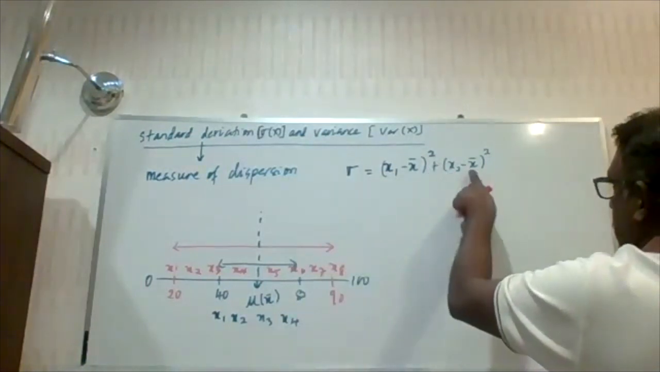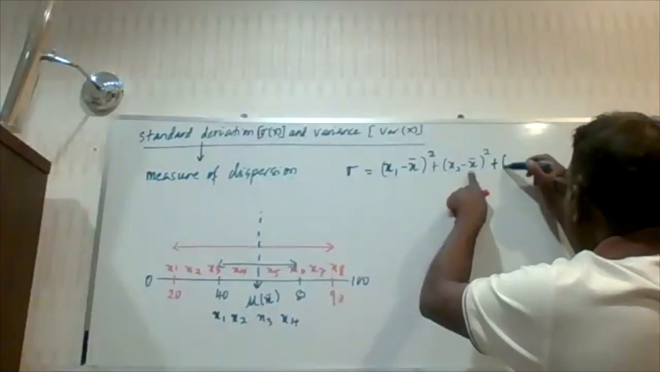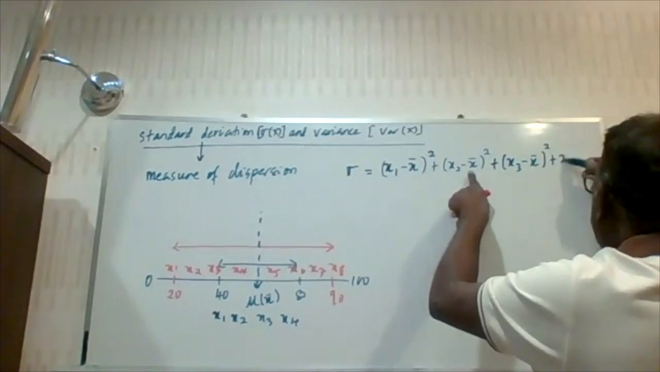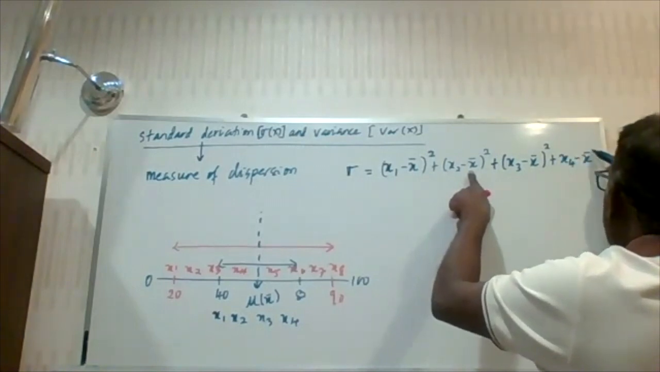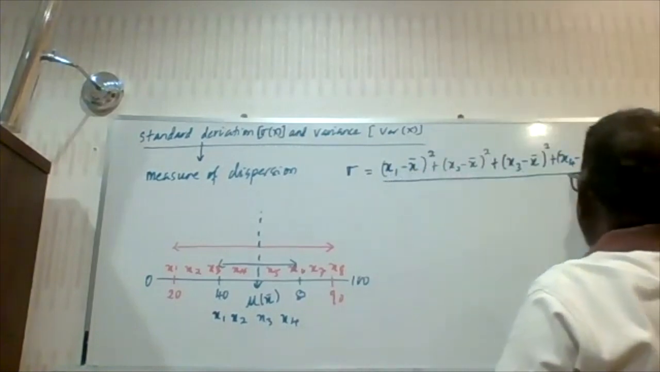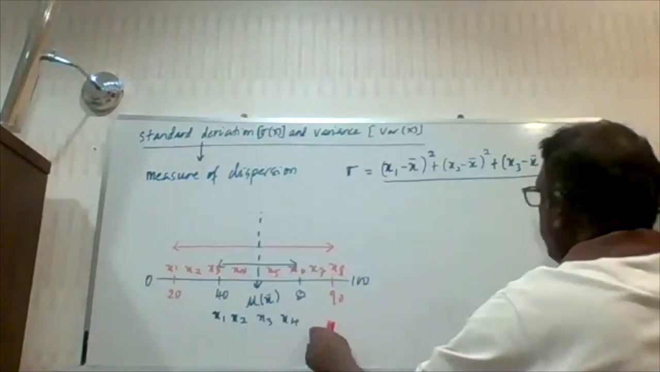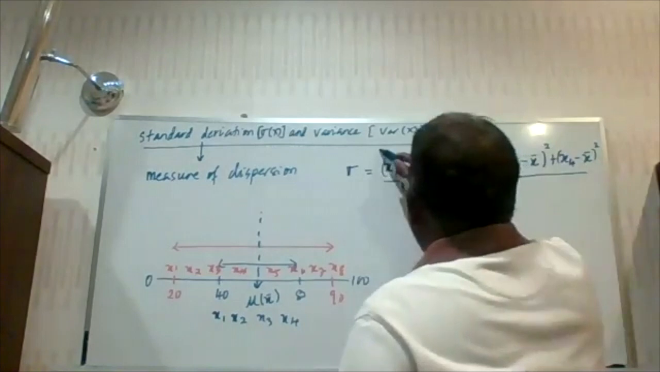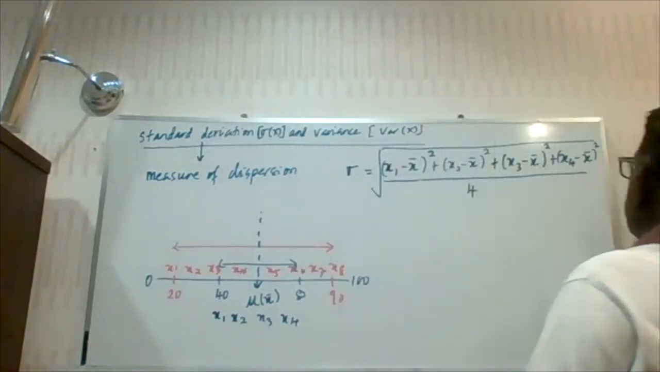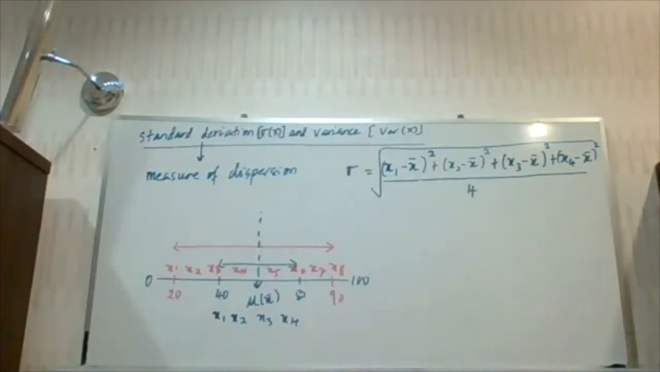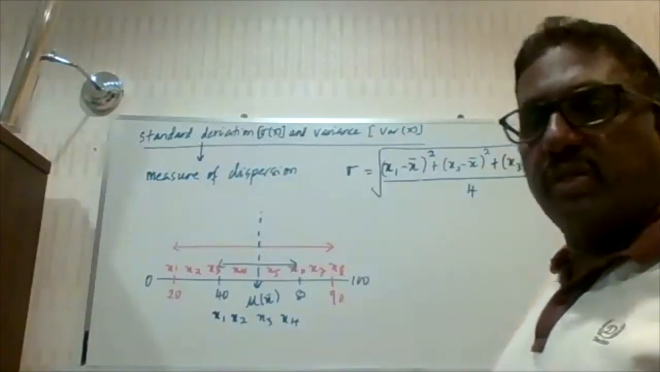Deviation of x2 from the mean, plus the deviation of x3 from the mean, plus the deviation of x4 from the mean. All right? And this whole thing is divided by how many data? 1, 2, 3, 4. So 4 data. And you square root the whole thing. Since you squared the terms, after adding, you square root. That's the formula of standard deviation, the meaning of standard deviation.